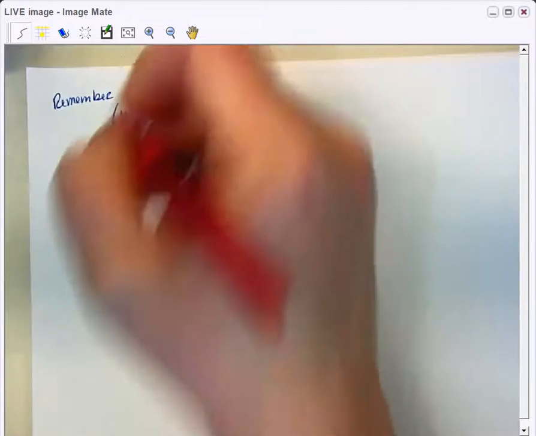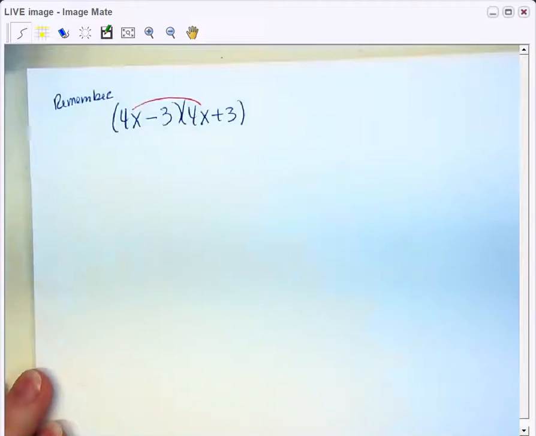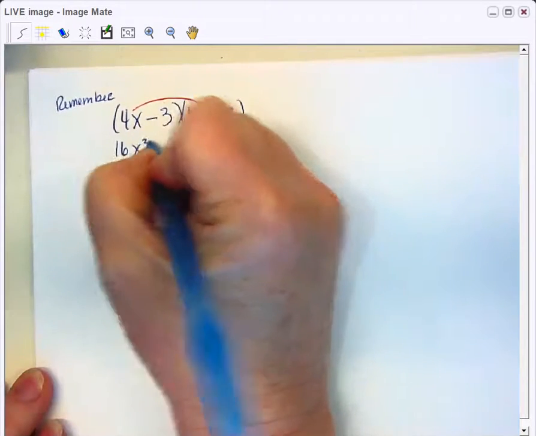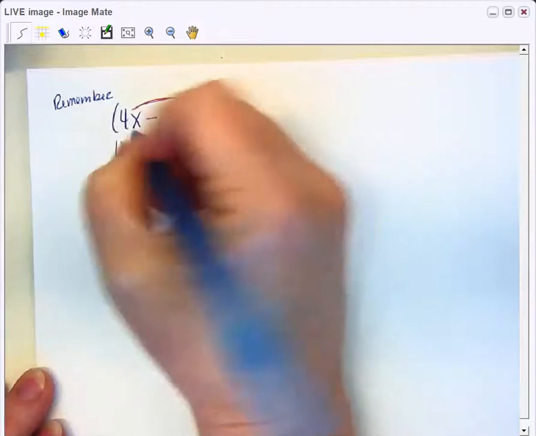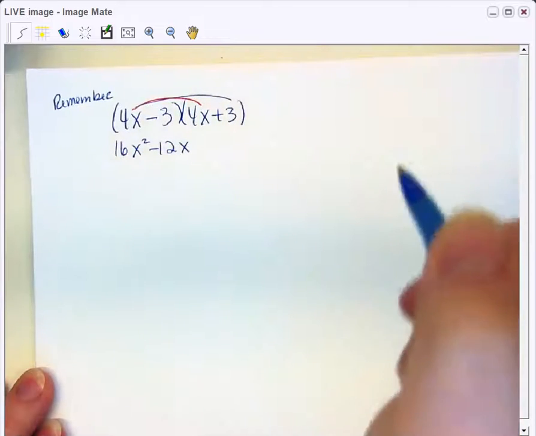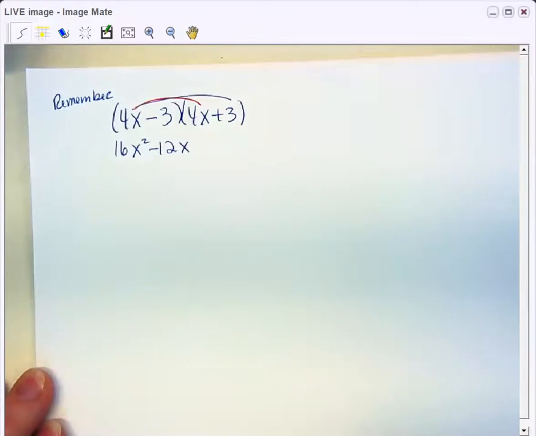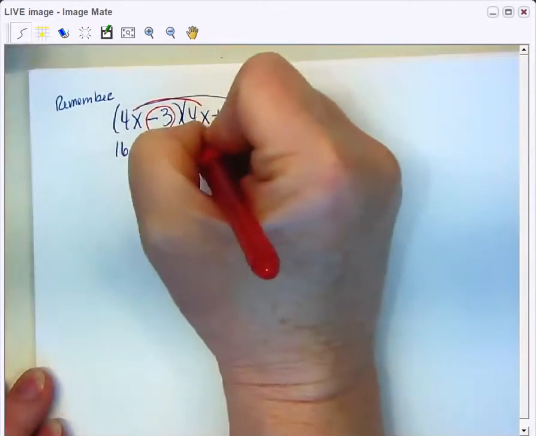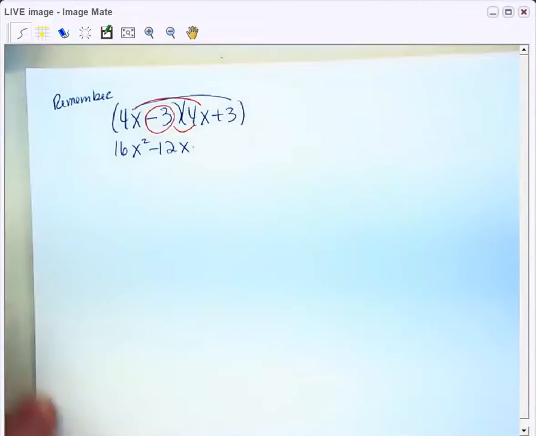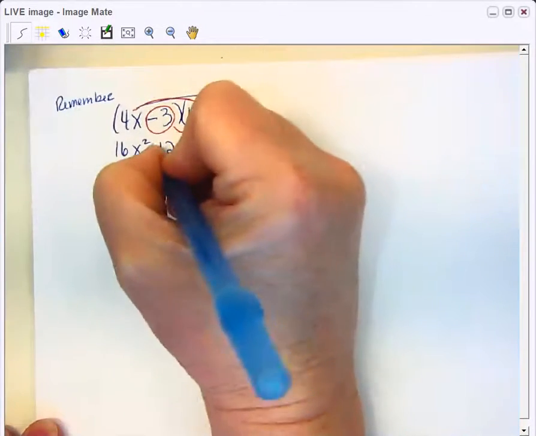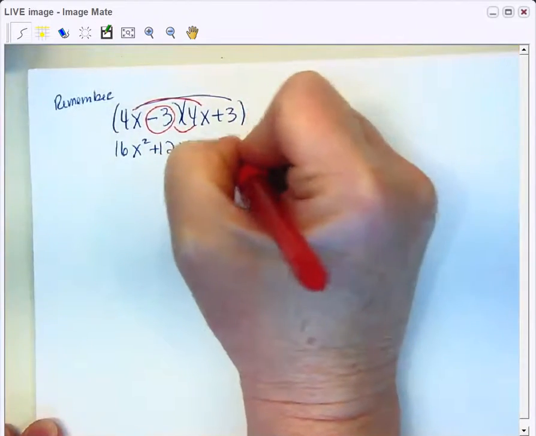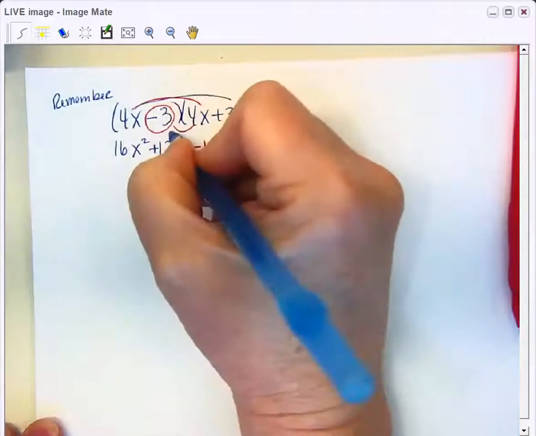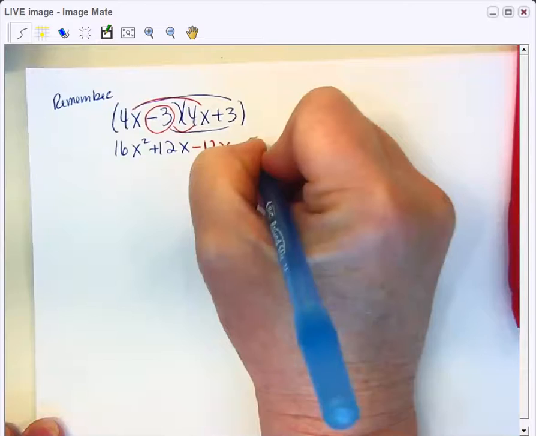When I multiply these out and I distribute 4x to 4x, I get 16x squared. 4x to 3, I get a plus 12x. And then when I multiply my negative 3 to 4x, I get a, oops, that was a plus. You guys gotta keep me right on that. Minus 12x. And then a minus 3 times a plus 3 is a minus 9.